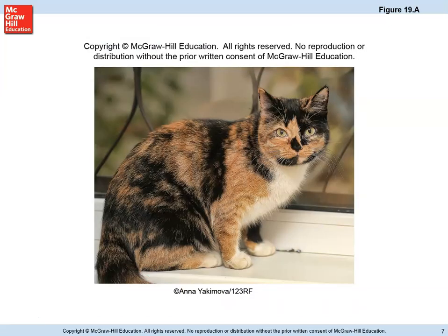Now here's an interesting example that happens in some characteristics that are found on the X chromosome. This is a calico cat, or a tortoiseshell cat. With tortoiseshell or calico cats, they're always going to be female. So here's what's going on with that.